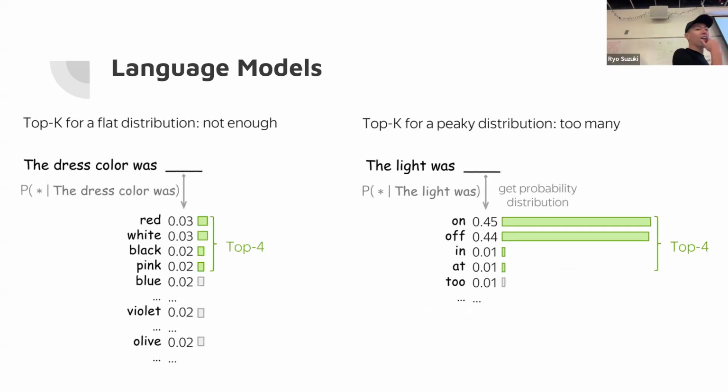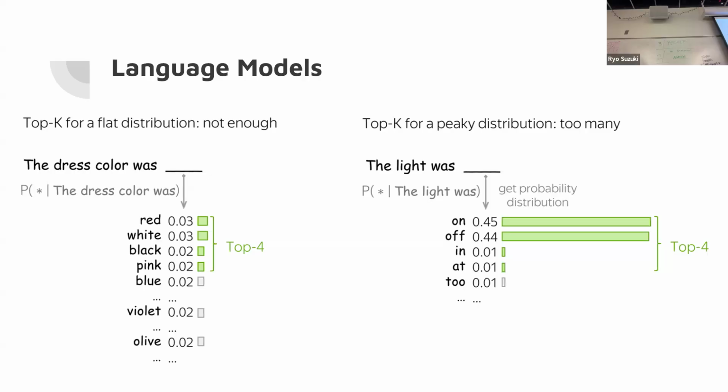So the idea of conditional probability is something like that. You have the words "the dress color was," and then here's the question. You want to guess the next word, and there should be tens of thousands of words in the English dictionary. You put each word into the model, and you get the probability distribution given this sentence. What is the next word?